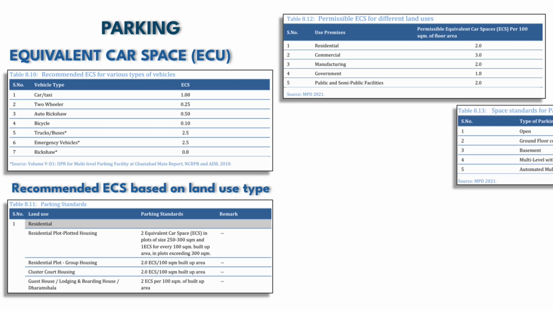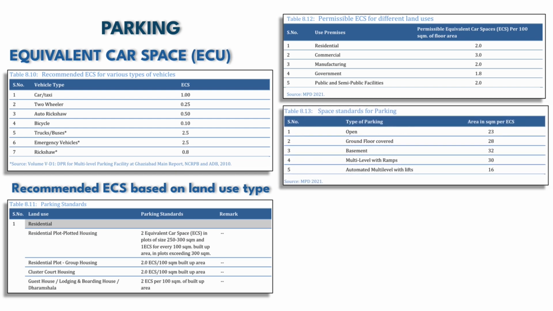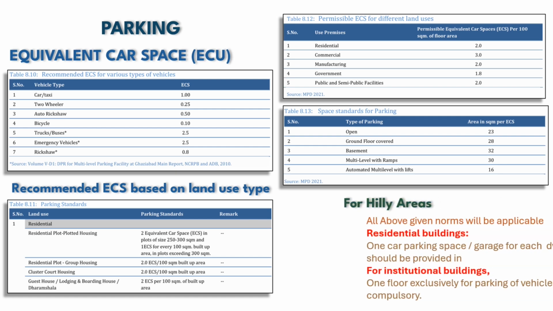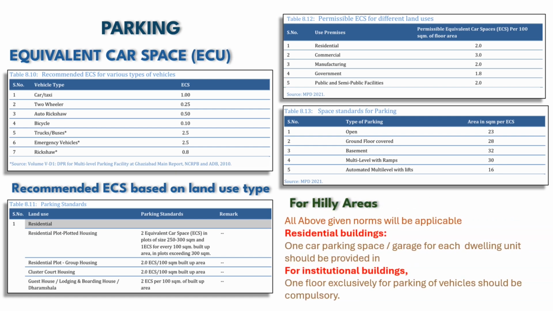Similarly, there are other norms based on the type of parking, which you can refer from the table given in the bottom right corner. Also, there are parking norms specifically for hilly areas. So in hilly areas, all the norms that are applicable for non-hilly areas are also applicable. Other than this, if there is a residential dwelling unit, 1 ECS of parking space or a garage should be provided. Then if a building is an institutional building, 1 floor exclusively for parking should be compulsory.